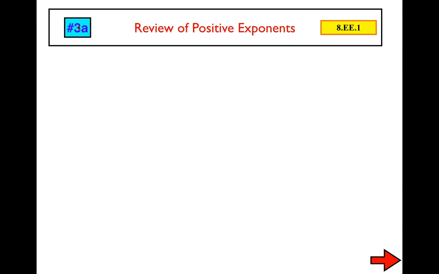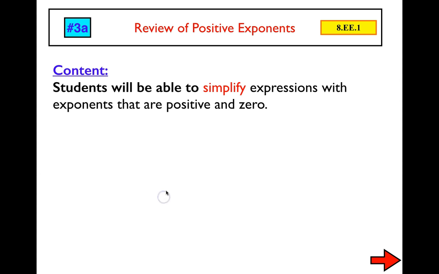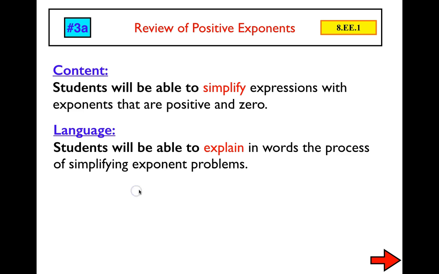3A, we're going to be reviewing positive exponents. Our content objective is students will be able to simplify expressions with exponents that are positive and zero. So today we're focusing simply on positive exponents and zero. Our language objective is students will be able to explain in words the process of simplifying exponent problems. So you should be able to describe the steps to a partner, to a friend, or to a sibling.